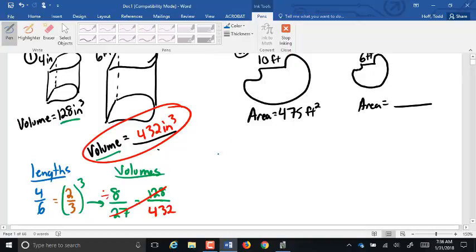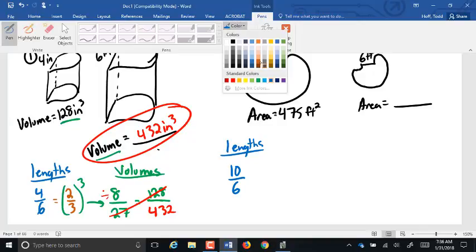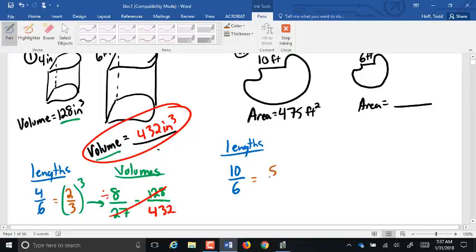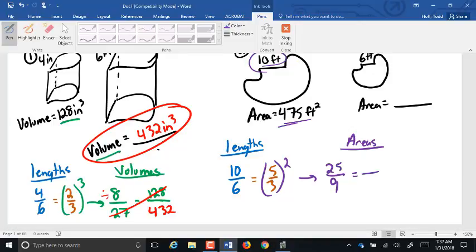Okay. For the second one, we also have to start out with the ratio of lengths, which is going to be 10 to 6. Now again, I'm going to simplify it to 5/3. Okay, and we are looking now for ratio of areas. So you are correct. We have to square that. 5 squared is 25. 3 squared, 9. Now the 475 goes with the larger, so it's going to go on top.